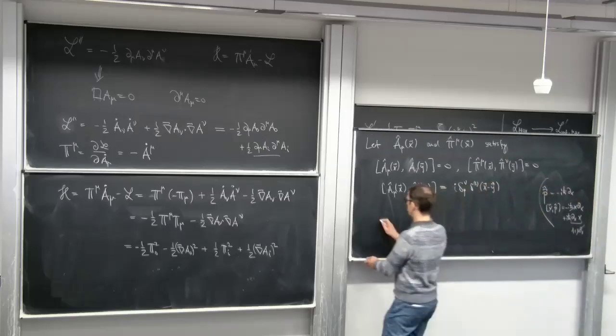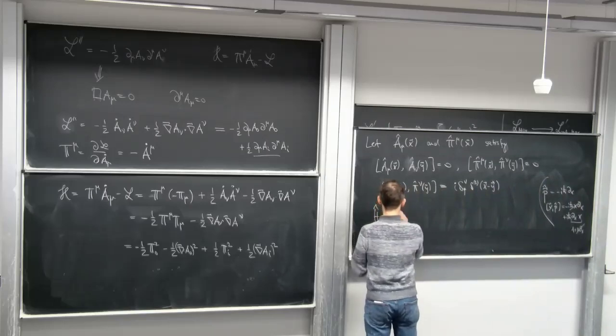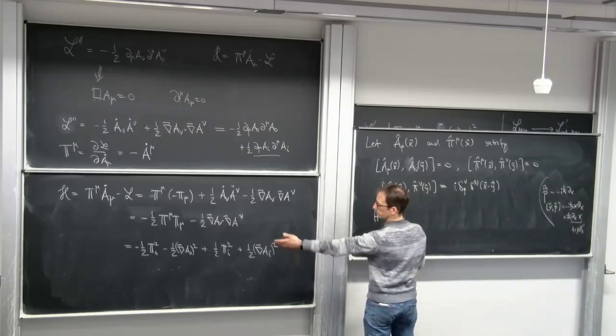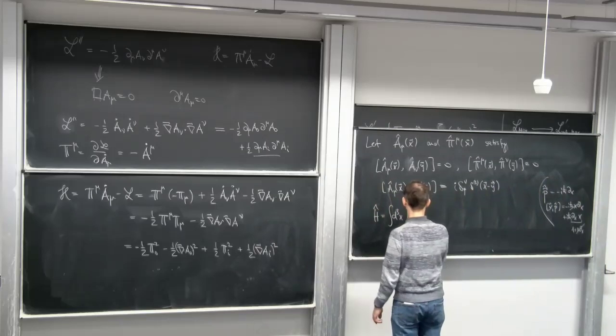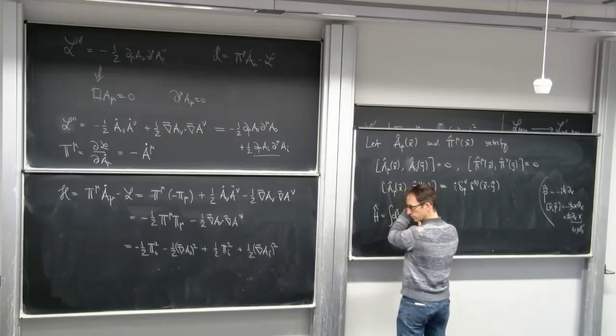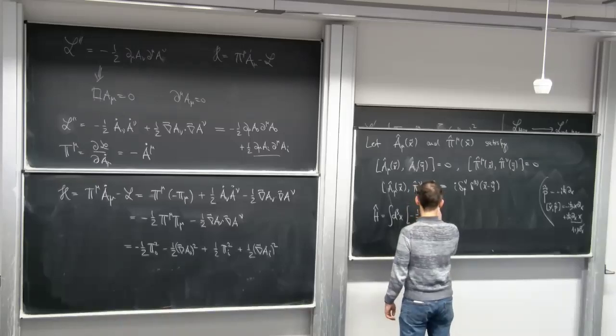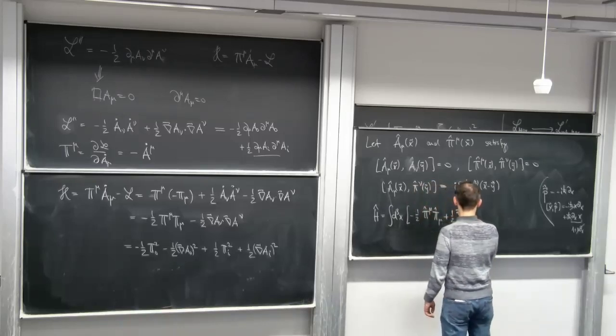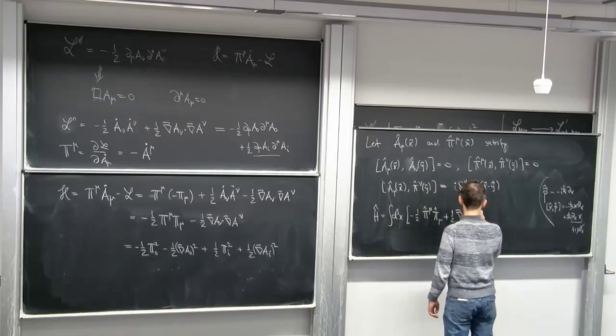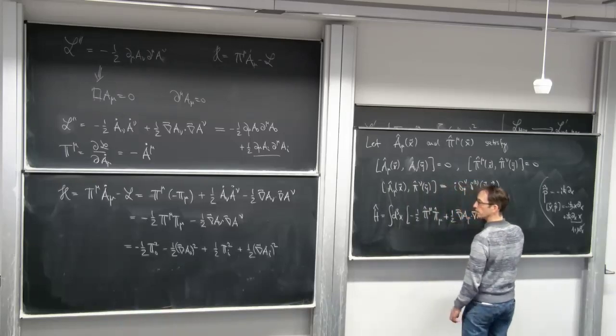And the Hamiltonian is d3x of this. Let's do the short version or the long version. I guess the short version. 1/2 Pi_mu Pi_mu plus 1/2 A_mu A_mu.